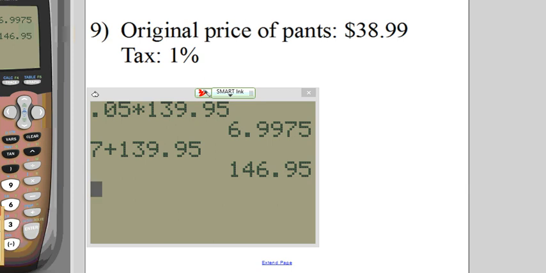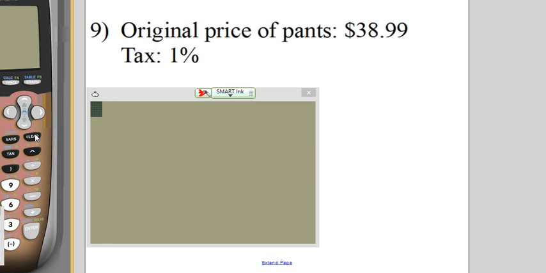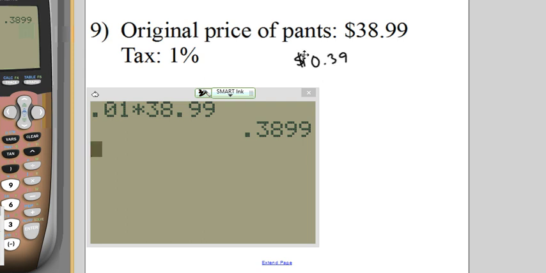Let me clear the calculator here. 1% is 0.01. Times it by 38.99. That way we can figure out what 1% of it is. And you'll see that this should round to 39 cents. Now that's just your tax. Now we add this tax right on to how much the item costs for those pants. $38.99 plus the 39-cent tax. Total cost.